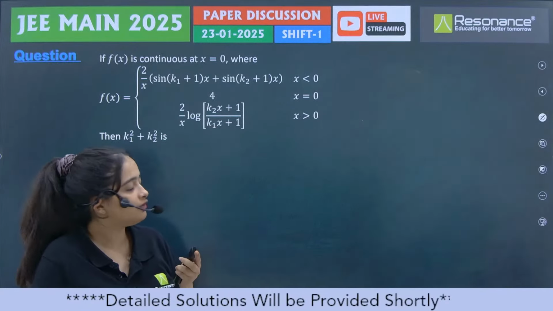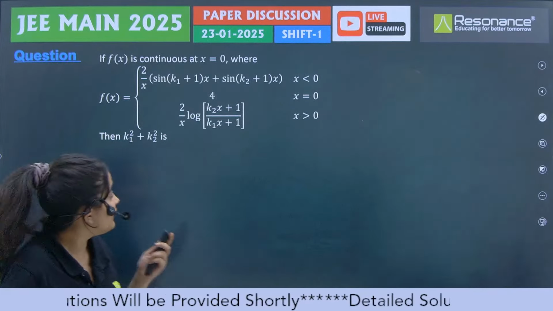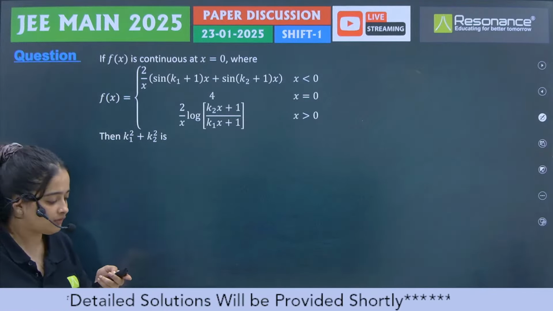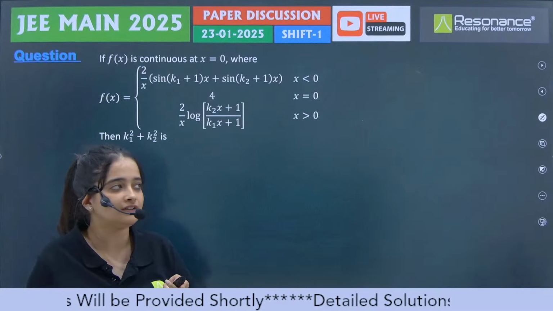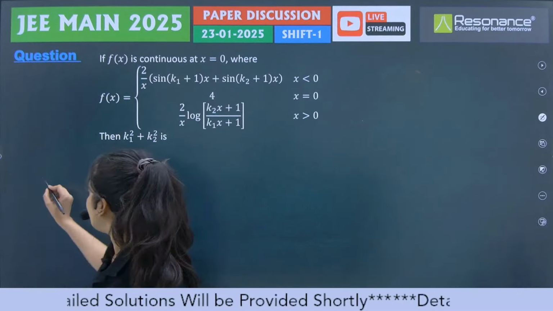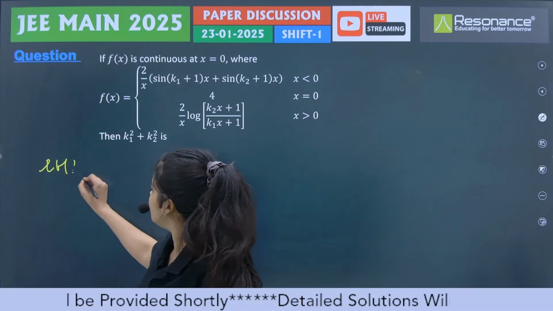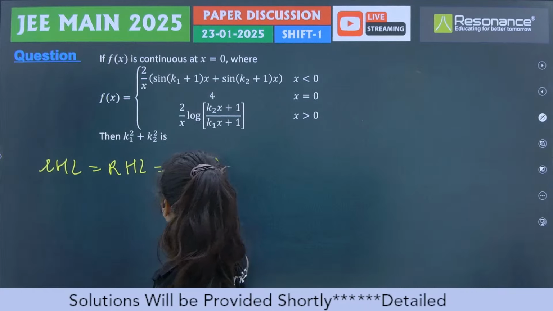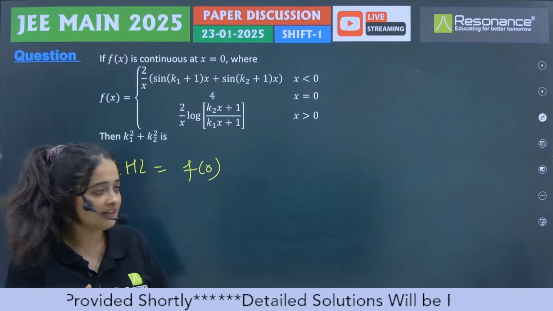I will be continuing. So furthermore, a very standard problem from LCD: you are given a non-uniformly defined function here and you have to find the value of the given constants. So you know if a function is continuous, you have LHL equals RHL equals the function value at that point, so f of 0. So we'll be finding LHL first.